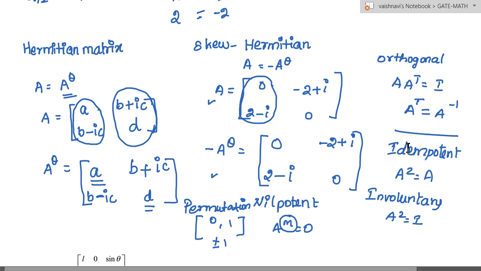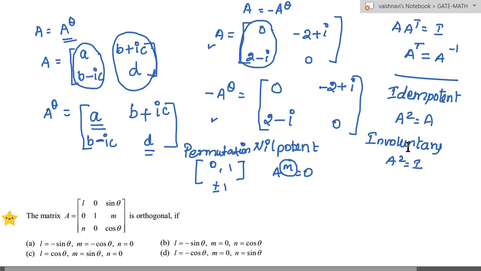Idempotent matrix means A squared is equal to A. Involutory means A squared equal to I. Nilpotent means A to the power m is equal to 0. Permutation matrix means the matrix consists of only zeros and ones, and its determinant is always plus or minus 1, and it follows that A transpose A is equal to I, so it is an orthogonal matrix.